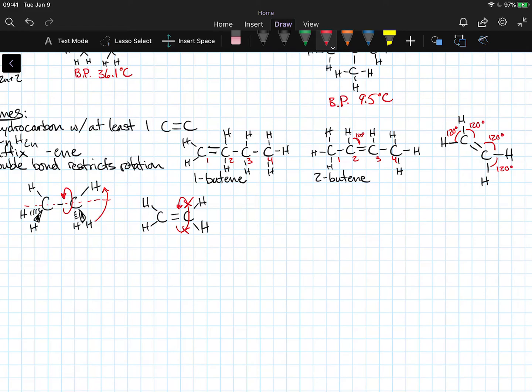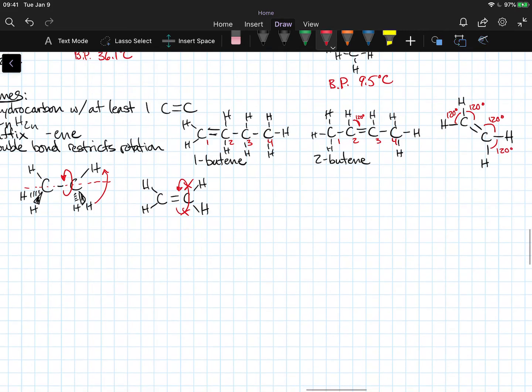What you're going to learn in organic chemistry is that these things get locked in different positions because of that rotation restriction. One result of this restriction is one form of stereoisomers. We call them cis-trans isomers.